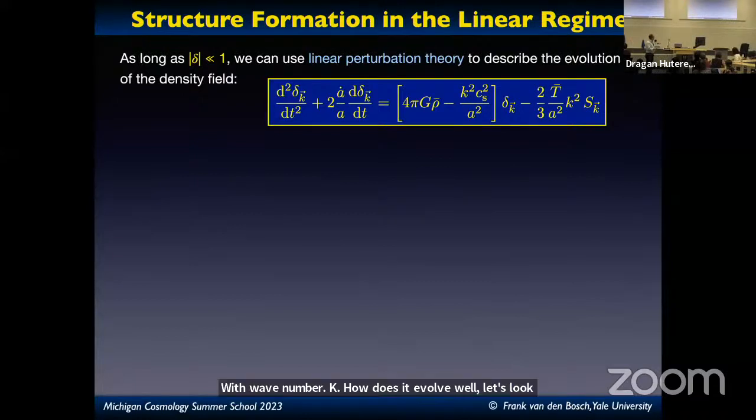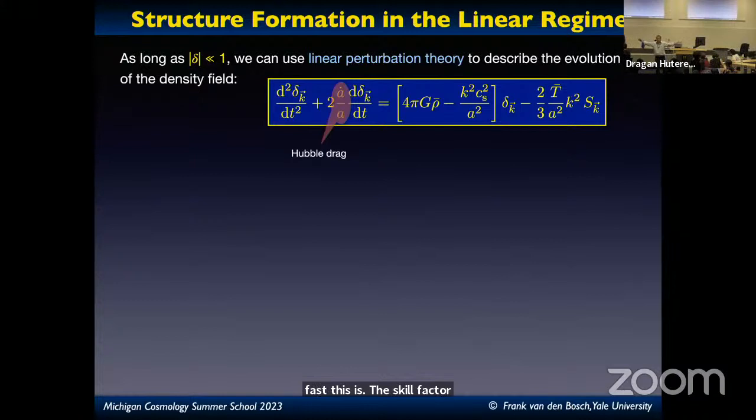Here's the first term. There's an a dot over a there. A is the scale factor of the universe. A dot is how fast the scale factor changes as a function of time. How does the universe expand? That's given by the Friedmann equations. I hope you're familiar with that. A dot over a is the Hubble parameter. So what is that doing there?